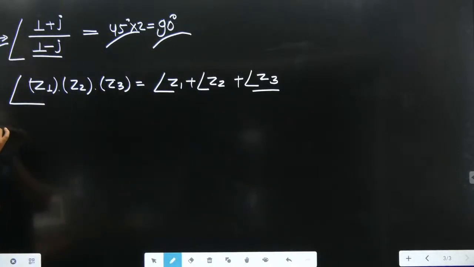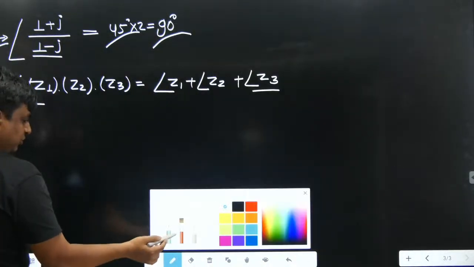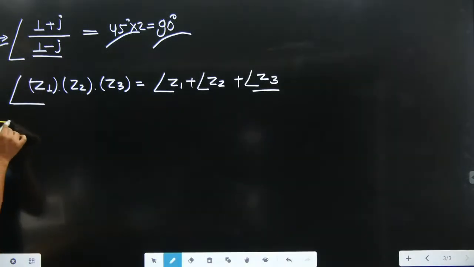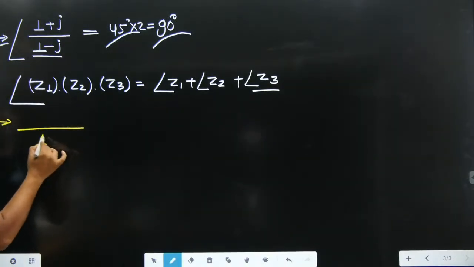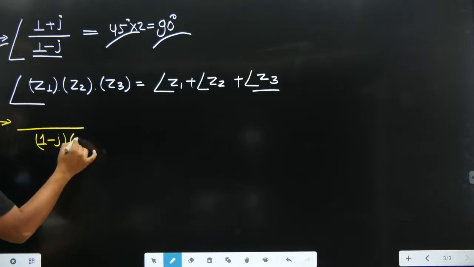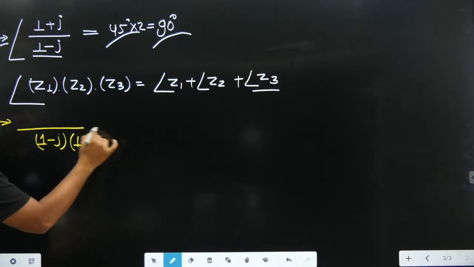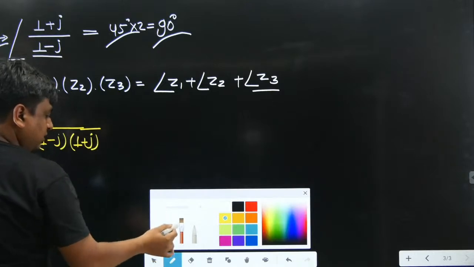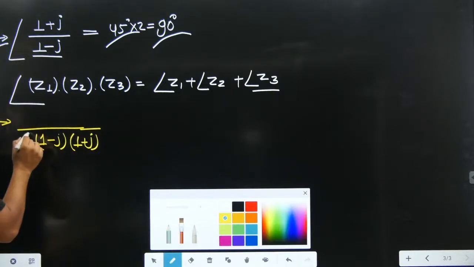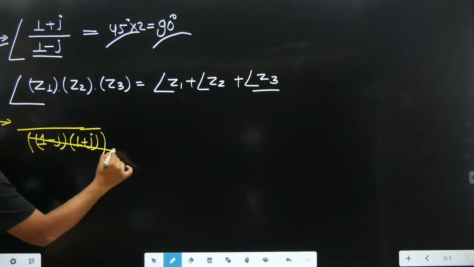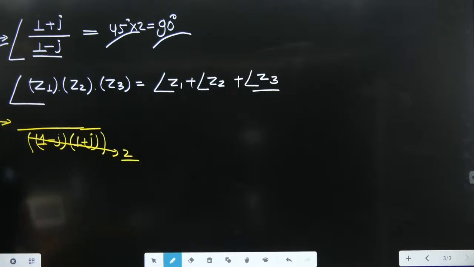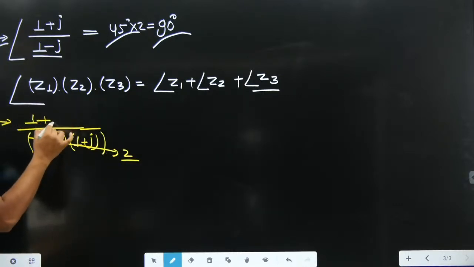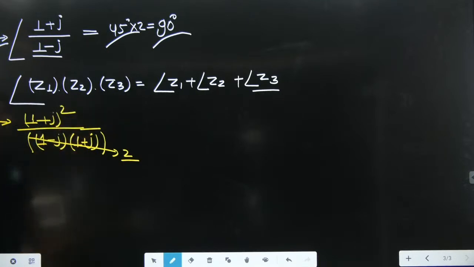Many of the students may also have doubts, sir, can you prove it? Yes, we will try to prove it. See, what had been happening? It had become 1 minus j getting multiplied with 1 plus j. And put together this factor had become 2, and towards the numerator side it had become 1 plus j raised to the power of 2.